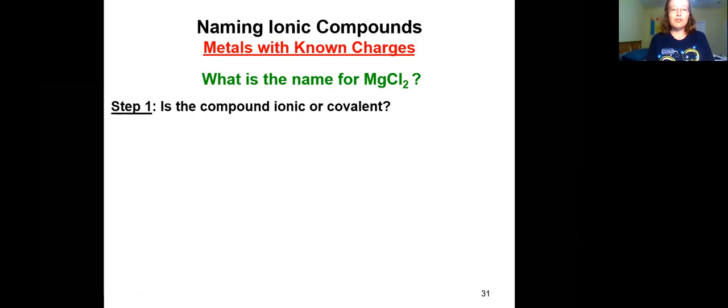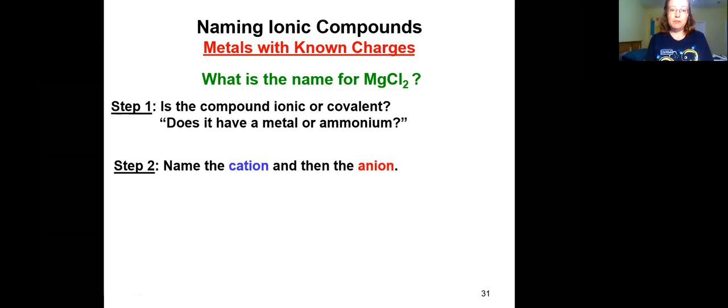Well, let's determine if the compound is ionic or covalent. Is there a metal in it? Did you find Mg on a periodic table? He's over in group 2A, so that makes him a metal. We have a metal, so we're ionic.